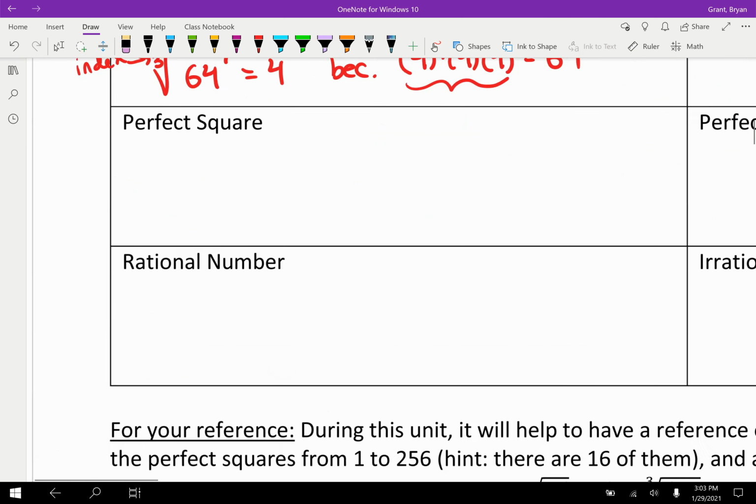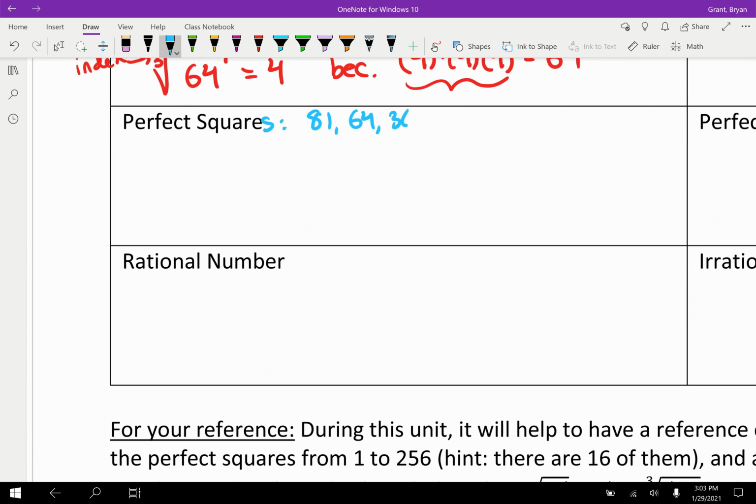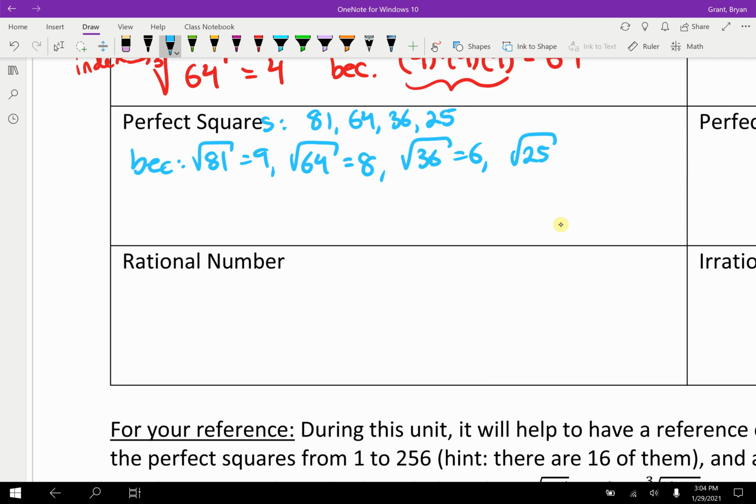So let's do a couple examples. Okay, I'm going to list perfect squares out here, and I'll list a few of them. We saw them up above. We said 81, 64, 36, and 25. How come? Well, because the square root of 81 is 9, and I'm going to do the rest of these. The more we practice these, the better we get. Square root of 25 is 5.